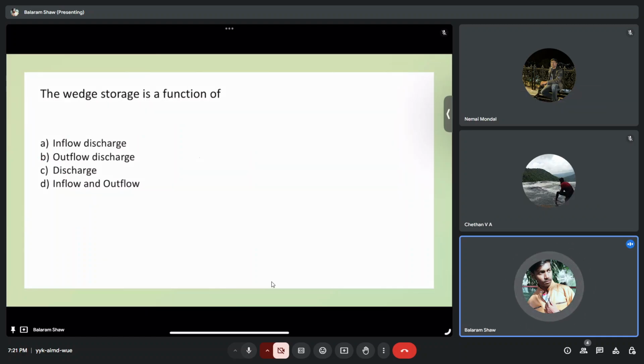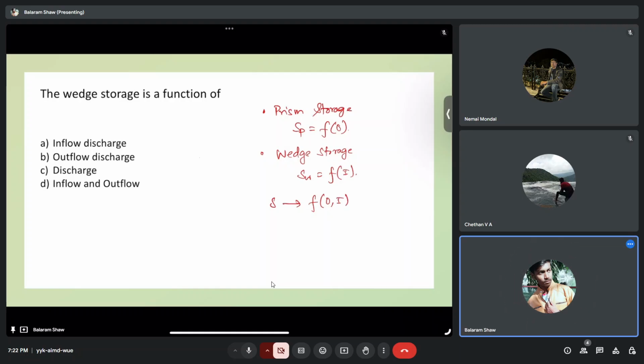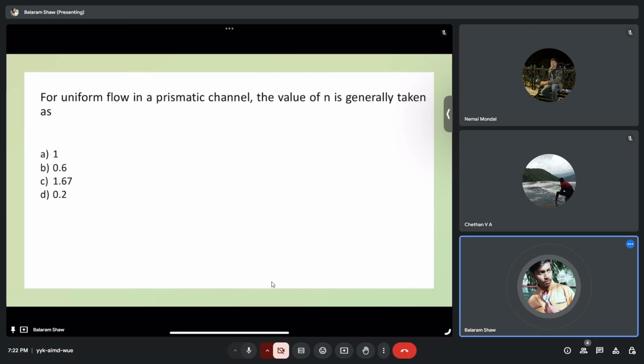Okay. The next question is, the wedge storage is a function of, remember, we saw that prism storage, we wrote that as SP is a function of outflow, same as that of the reservoir routing. Whereas the new term, that is wedge storage, we wrote that as a function of inflow only, right? And hence the total term, that is S, is a function of both inflow and outflow. How? That is by SP plus SW, right? So the correct answer, the wedge storage is a function of inflow only. So the correct answer would be A, inflow hydrograph.